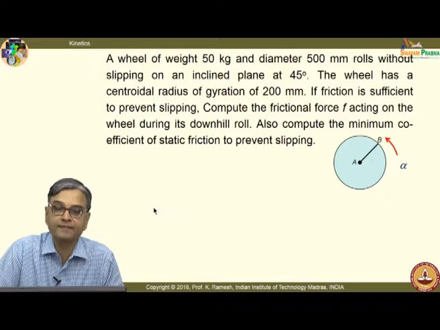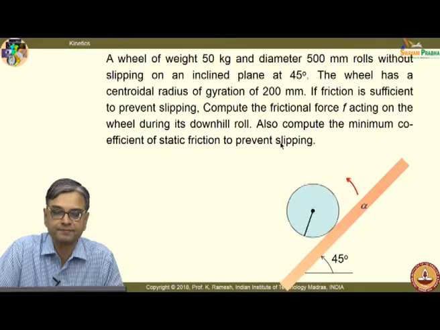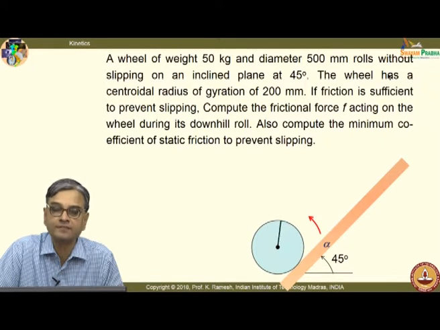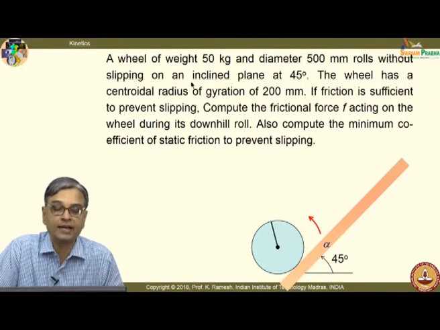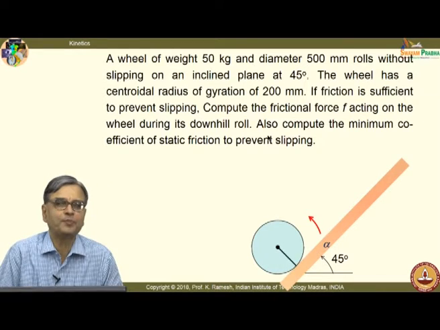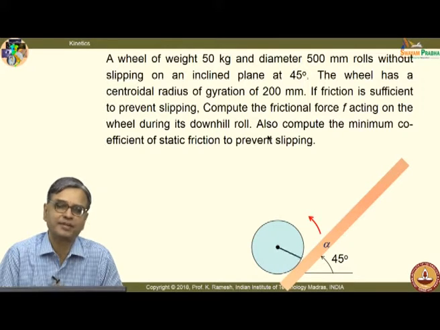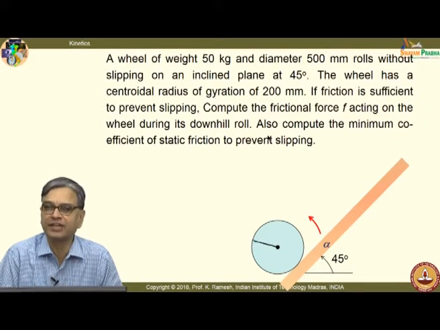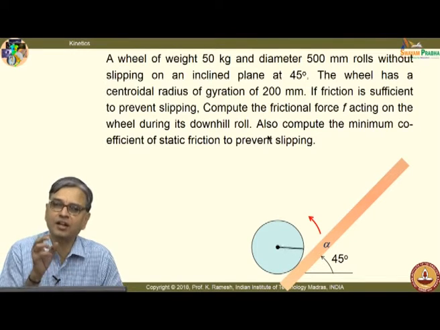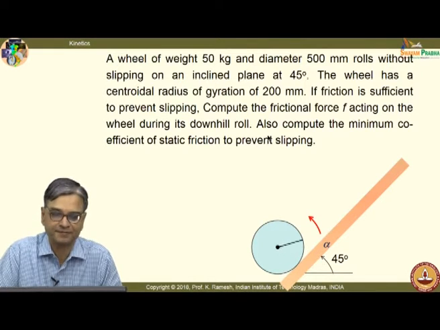Then we move on to another simple problem. I have a wheel of weight 50 kilograms and diameter 500 millimeter that rolls without slipping. That is a very important statement. It is on an inclined plane at 45 degrees. The wheel has a centroidal radius of gyration of 200 millimeter. See, I have coined the problem in such a way that I do not want you to spend time on calculating the mass moment of inertia. I directly give you the radius of gyration. The focus is on learning dynamics, not on calculating the mass moment of inertia and getting stuck.